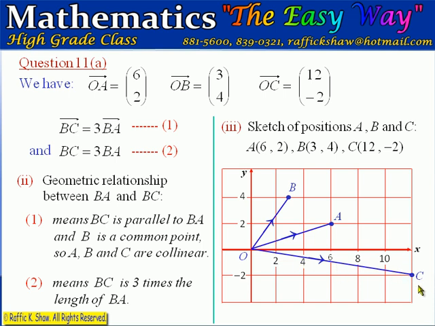And then we can also show that A, B, and C are collinear. That's a straight line passing through the points A, B, and C as we deduced here. And also we can see that the length of BC is 3 times the length of BA. So this diagram is reflecting the geometric relationship between BA and BC, and also showing that the points A, B, and C are collinear. And that's the answer for part a. Let's now move down to part b.